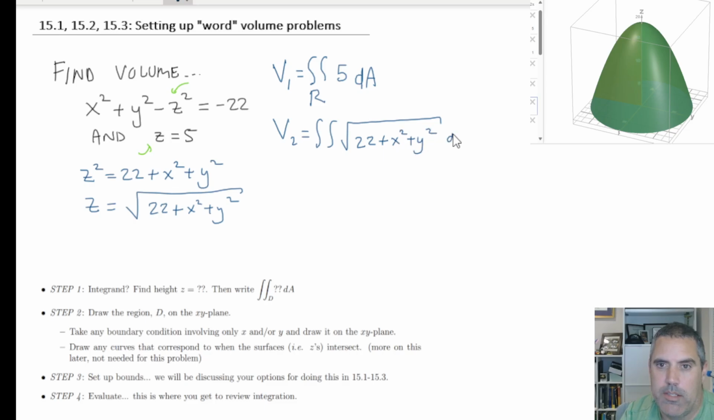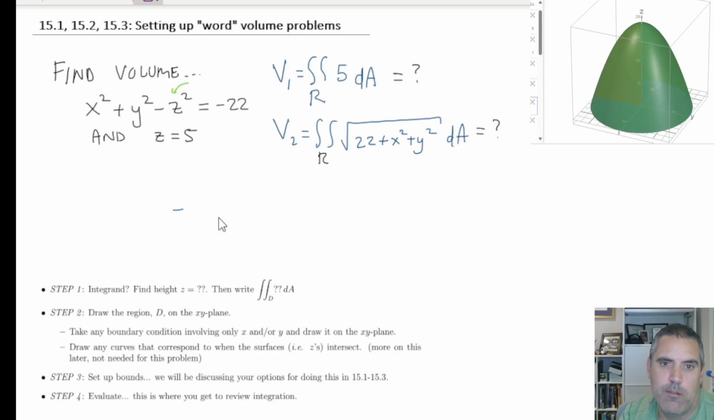But the point I want to make here is we can do that setup still. It's just we have, unfortunately, two different things to compute. We need to figure out what this is, and we need to figure out what this is, and then we need to put them together correctly. Okay? But still, the step is find the z's, set up your integrand. It's just there were two.